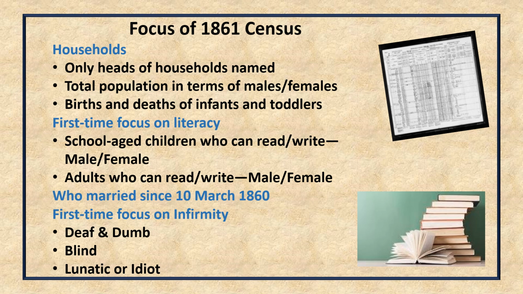as the demographics of births and deaths per gender for children under age 2, and who in the household married in the last year. Other topics focus on infirmities and literacy. Infirmities include, and I quote, deaf and dumb, blind, lunatic, idiot. Can the person aged 5 to 15 years and aged 15 and older read or write? There are no questions about industry or economy on this form.